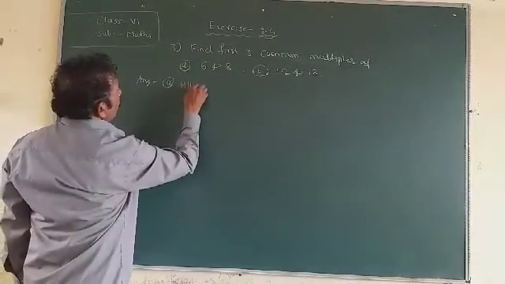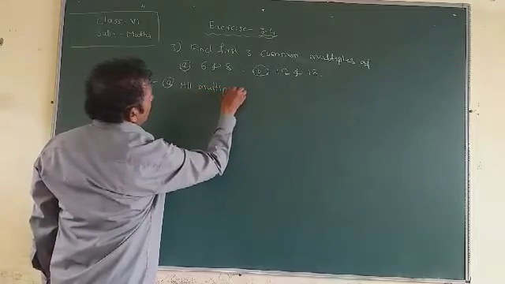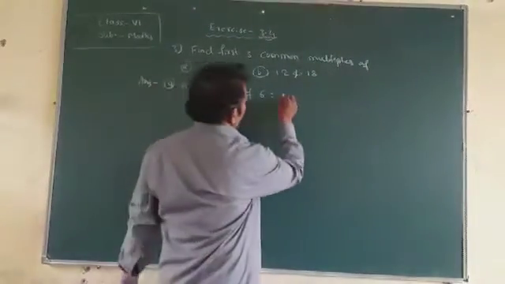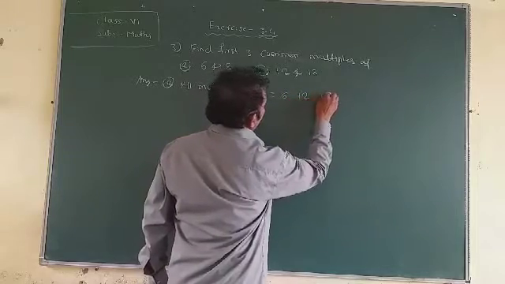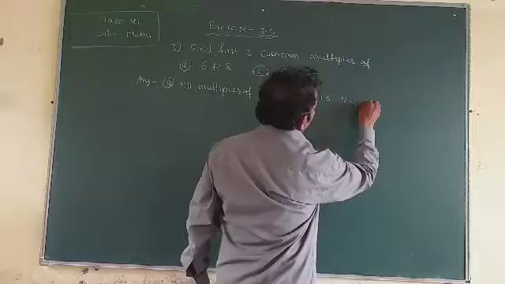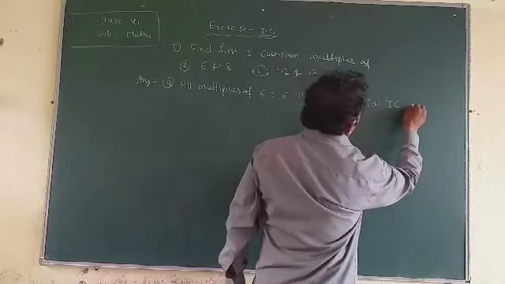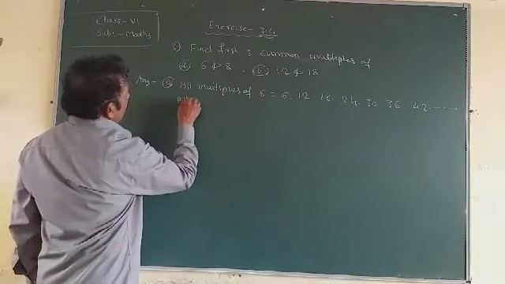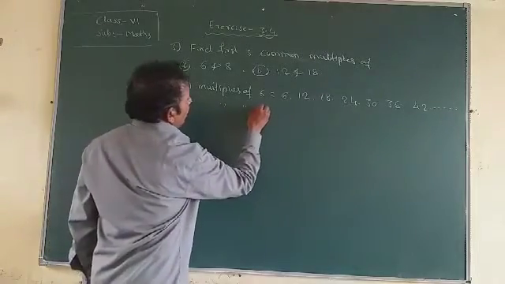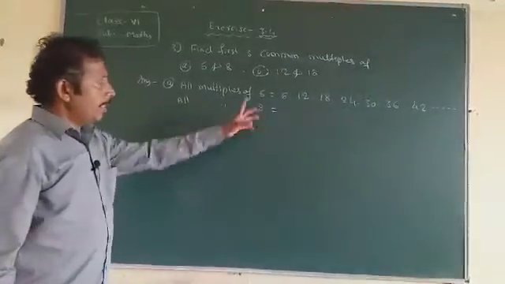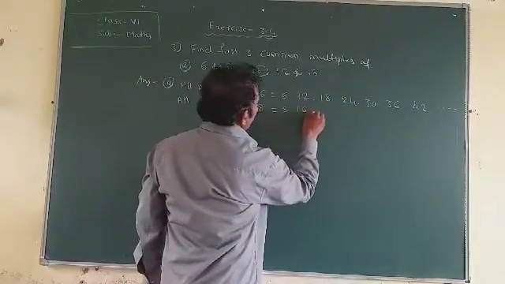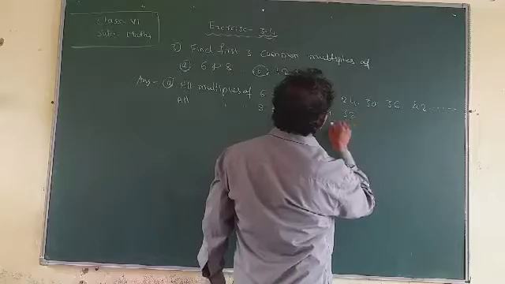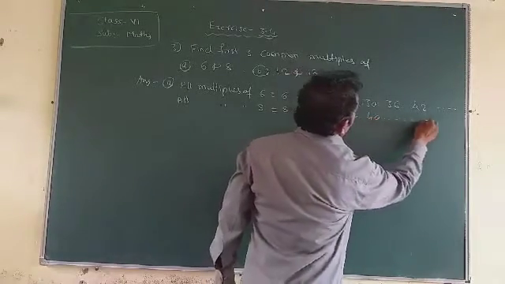Therefore, all multiples of 6 is equals to, write 6th table: 6, 12, 18, 24, 30, 36, 42, etc. Similarly, all multiples of 8 is equals to, write 8th table: 8, 16, 24, 32, 40, like this.